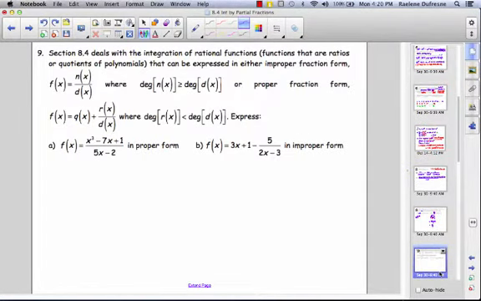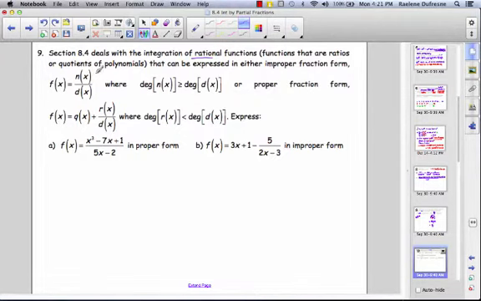Now, in section 8.4 of Math 152, we are talking about the integration of rational functions. The word ratio is inside the word rational. So a rational function is a function that is a ratio or a quotient of polynomials. And the fraction can be in either proper or improper fraction form.